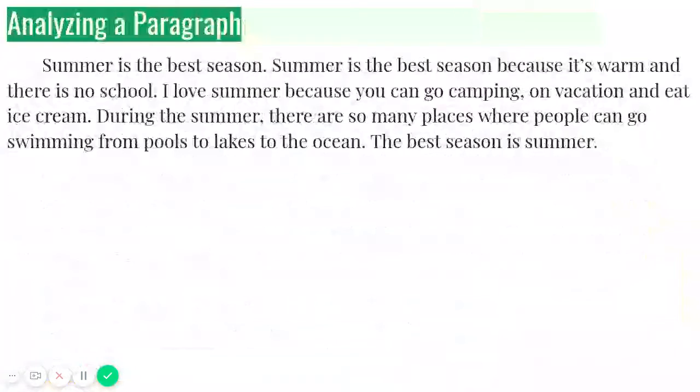Yeah, great. But if you look at that concluding sentence, it's pretty much the same. They just reversed it. That's not good enough. You have to add a little bit more variety. Also, this paragraph uses that I. We have to avoid that. I know that it's really challenging, but you have to avoid it. You can't use it. I love the sentence, during the summer, there are so many places where people can go swimming, from pools to lakes to the ocean. That's the best sentence in this whole paragraph because you can picture it, right?